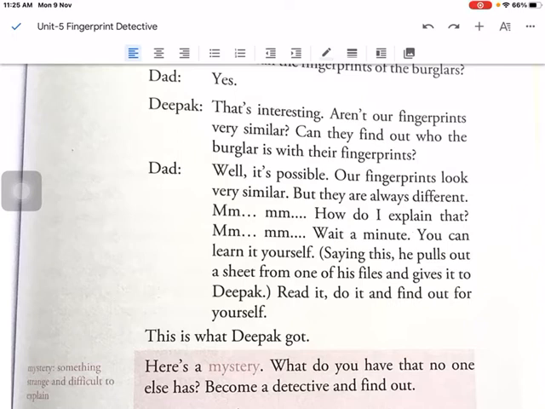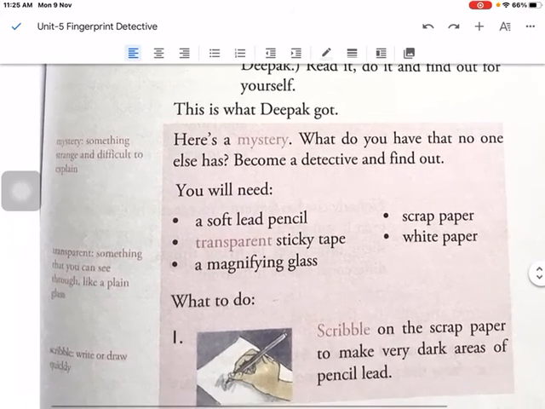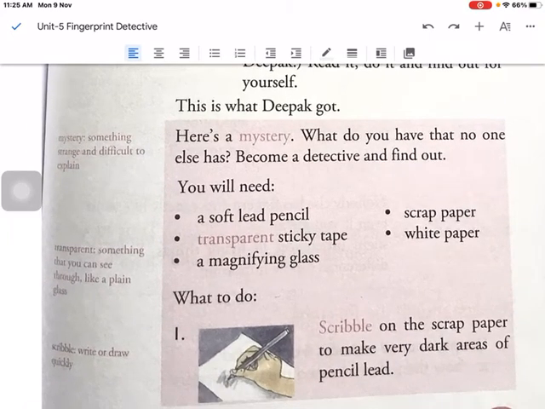To clear up Deepak's confusion, he pulls a sheet from one of his files and gives it to Deepak, and he said, read it, do it, and find out for yourself. Now Deepak's father gave that paper to Deepak. Okay, now let's see what Deepak got there.